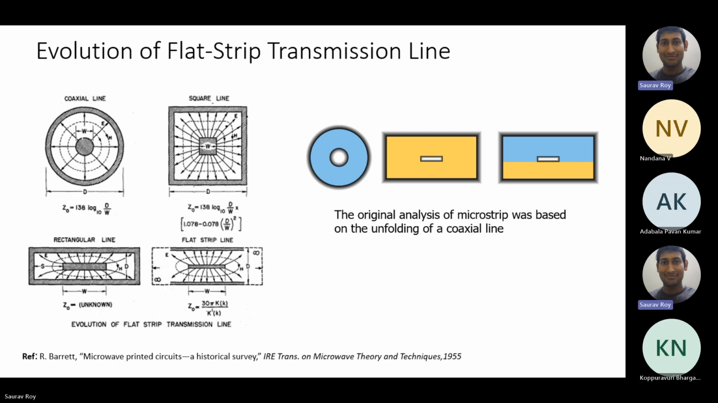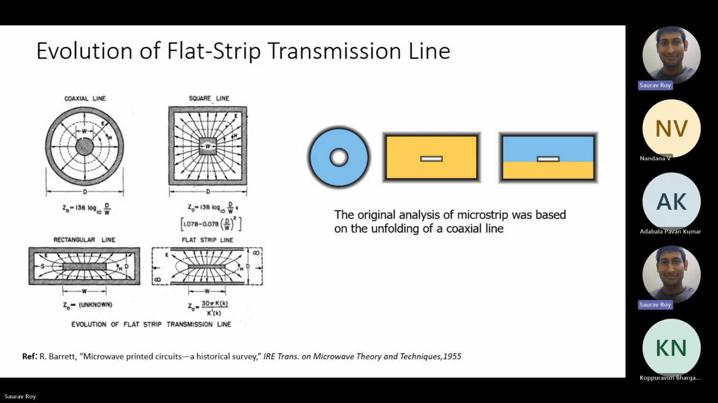So it shows there are four different types of transmission lines. Coaxial and then square. All of them are some kind of distorted or deformed shapes of the coaxial. Instead of a circular one, they have taken a square or rectangular aperture, then a rectangular line or flat strip line. All these are different variants. On the right-hand side, it shows how the coaxial line can be converted to a microstrip line.